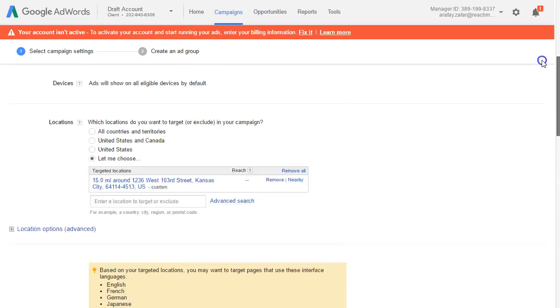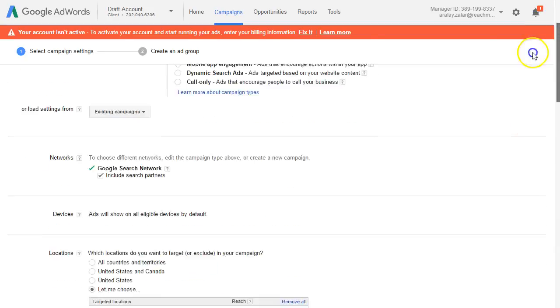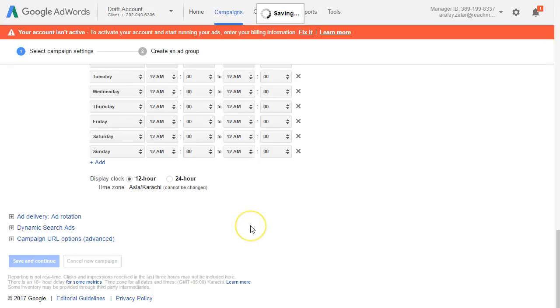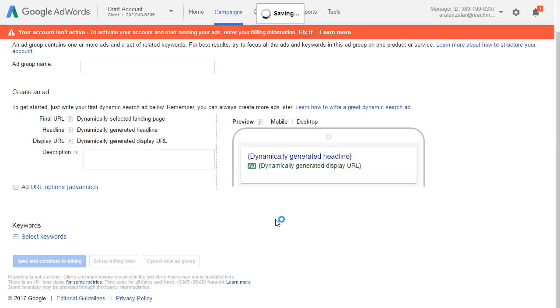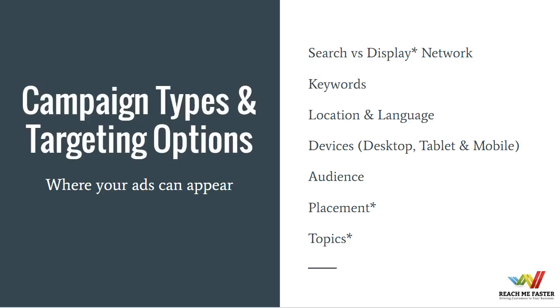So we have done the basic setup. Now we save and continue to the next step, which is going to be creation of an ad group. But before we go to the ad group, let's go back to the presentation, where we will see that once we've completed the campaign types and targeting options, the next thing we need to look at is the bid strategy. So we saw the bid strategy option within the campaign types, and I have already selected manual cost per click.